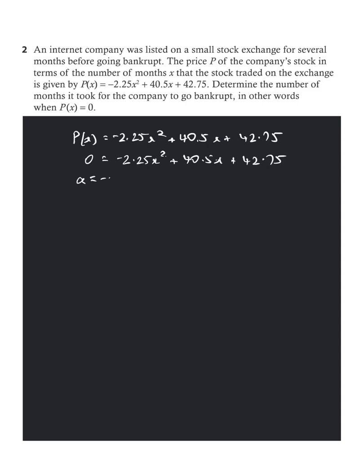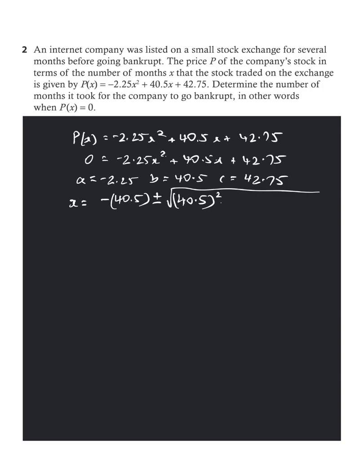Okay, recognizing the quadratic here, we're going to identify A, B, and C. A equals minus 2.25, B equals 40.5, C equals 42.75. We're going to put that in the quadratic equation. The unknown is x. X equals minus b, that's minus 40.5, plus or minus the square root of b squared minus 4, and then a is minus 2.25, c is 42.75, all over 2a, 2 times a.